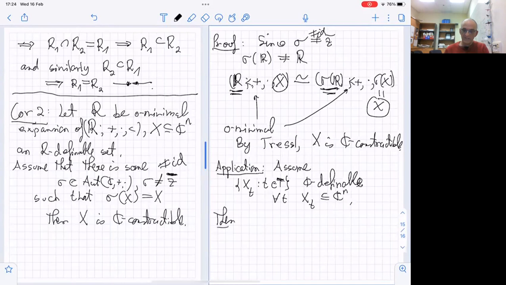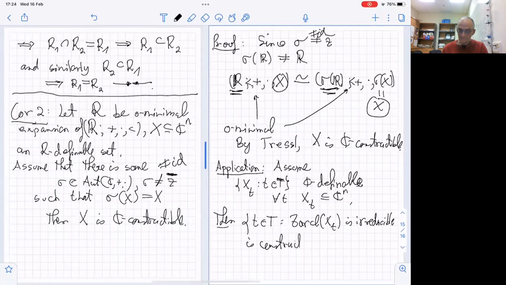So, for example, we get from this something which is an exercise in algebraic geometry, but I'm told it's not a trivial exercise. The set of all t in T such that, for example, the Zariski closure of X_t is irreducible is itself constructible. And similarly, instead of the Zariski closure being irreducible, the set where the Zariski closure has 7 irreducible components is constructible. Why? Well, how can we see that?